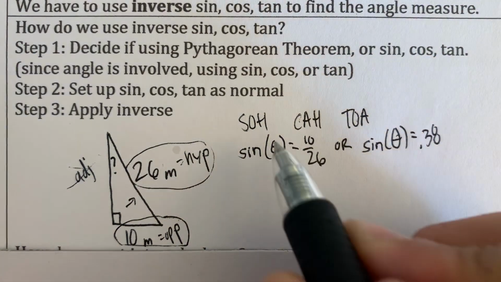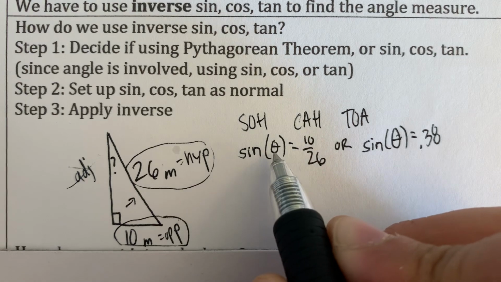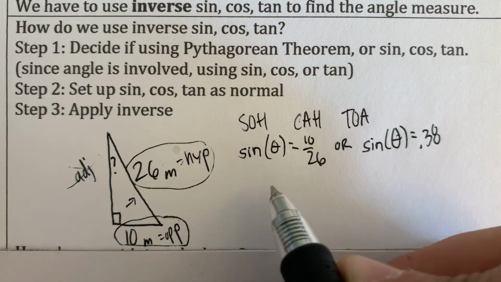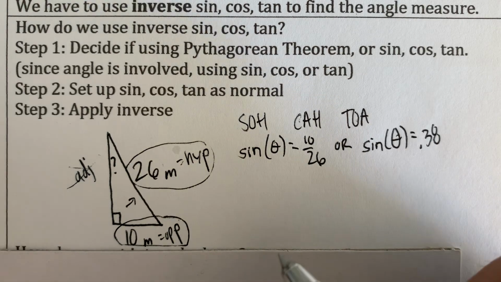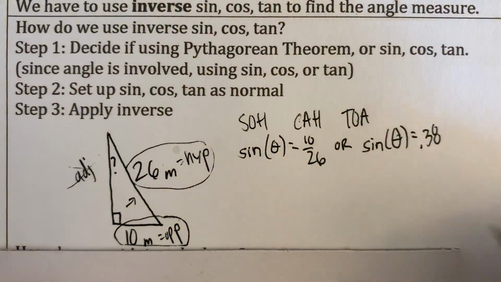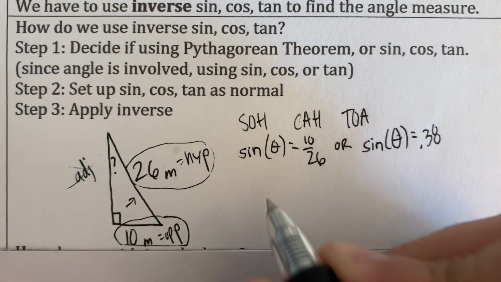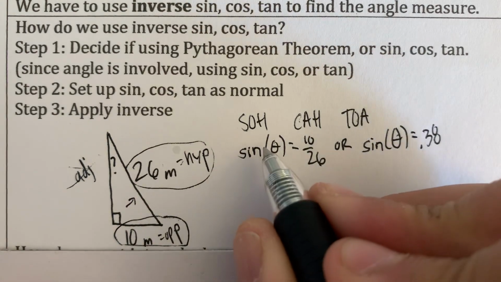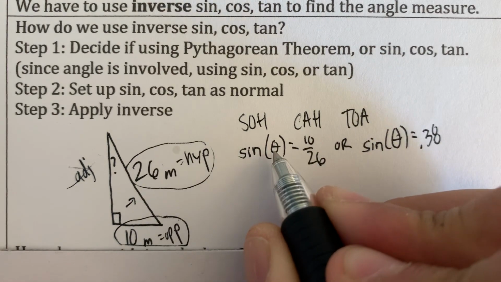Okay, so this is the next step, right? We have to get the theta by itself, but we cannot divide both sides by the sine, right? That's like dividing both sides by the word radical, right? We can't divide both sides by a word, right? We have to do some sort of opposite, okay? And so we know the opposite of multiplication is division, the opposite of addition is subtraction. And so the opposite of sine is going to be the inverse sine.